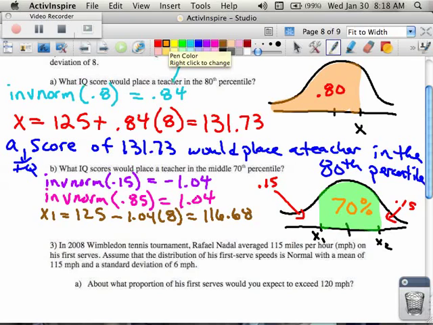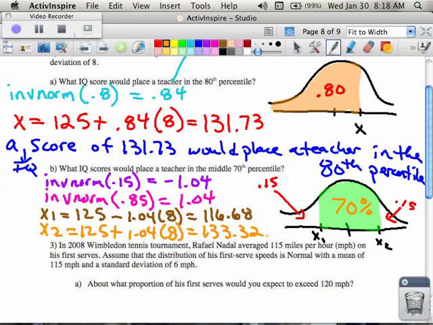And my second score would be the x2 score, which would be 125 plus 1.04 times 8, which was my standard deviation, which gives me a score of 133.32. And again, you would write a sentence that says, scores of 116.68 to 133.32 would place a teacher in the middle 70th percentile.